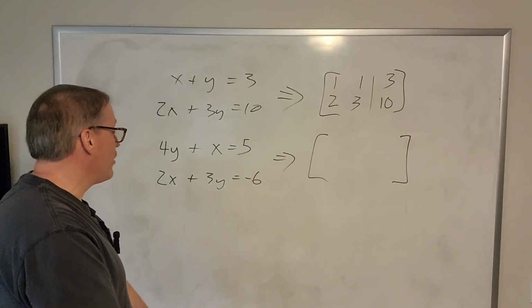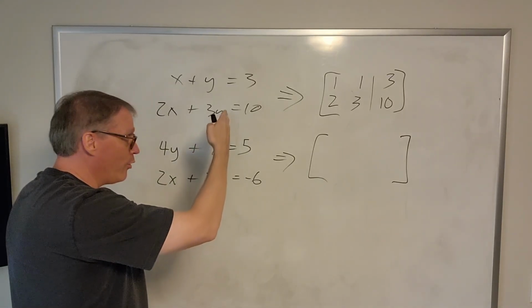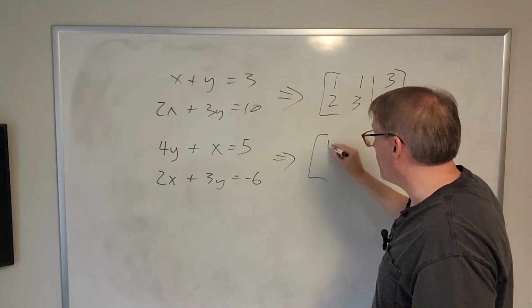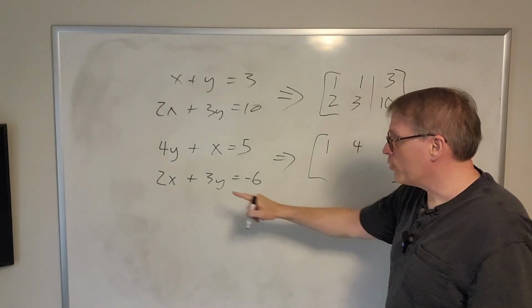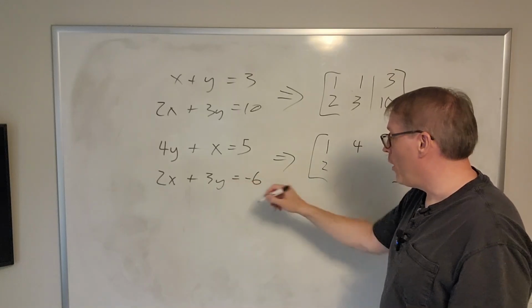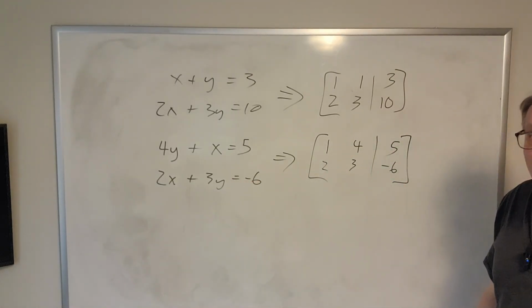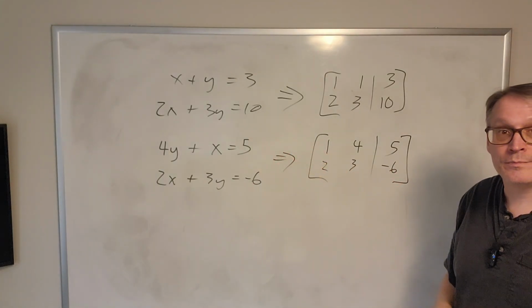All right, first thing I would do is actually have to swap these guys so I have all the x's in a row, then I have all the y's in a row, and then have the numbers in a row. So if I were to swap those, the coefficient of the x would be 1, the coefficient of y would be 4, and then the number would be 5. The next row, I have my x is 2, y is 3, and the number is minus 6. Put the bar, and I'm done. That's it. Okay? This is the matrix form of that.